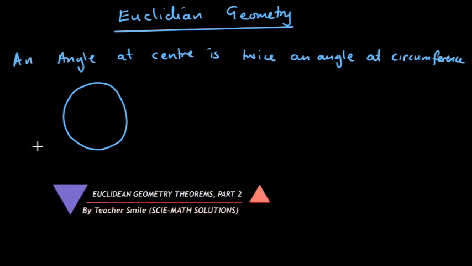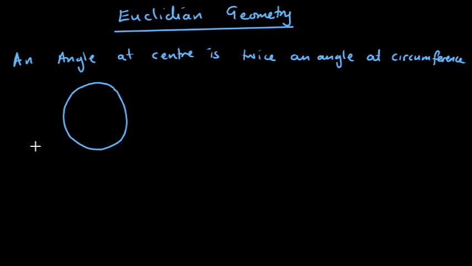Welcome again to our today's lesson, and we are continuing with Euclidean Geometry. And today we are going to look at a theorem that says an angle at center is twice an angle at circumference. Let's try to understand what the theorem says.